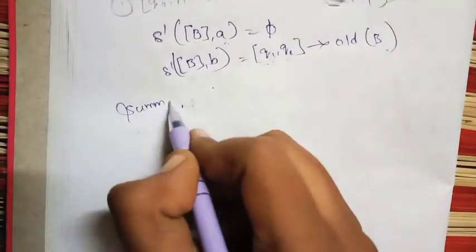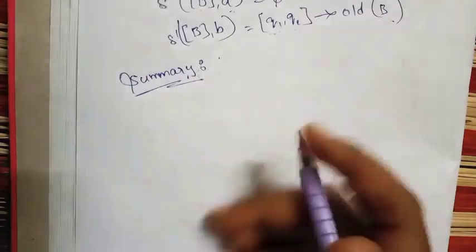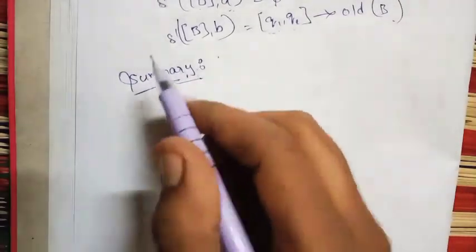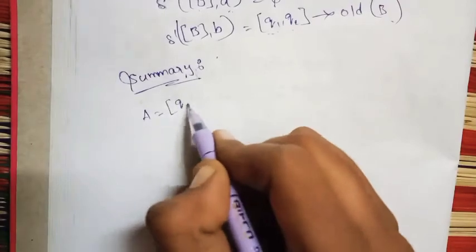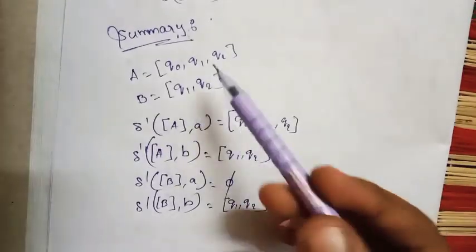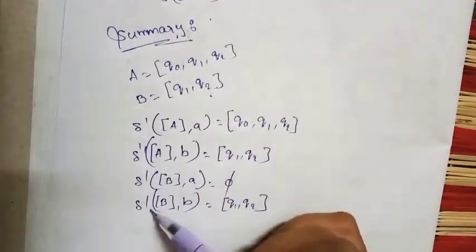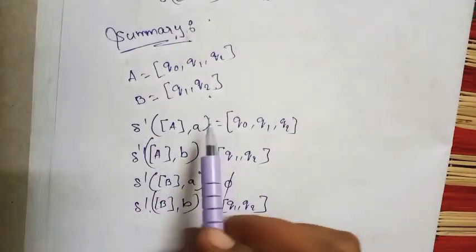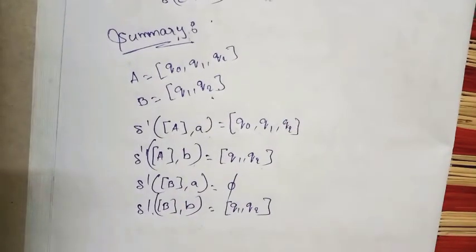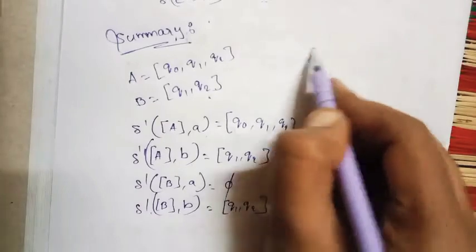What do I mean by summary? Summary means overall whatever states we got, we just need to write them. First of all, write the new states we got: A equals q0. See, guys, these are the new states we got, and these are the productions which we got: delta of A of A, A of B, B of A, B of B. So now construct the state transition diagram, guys.